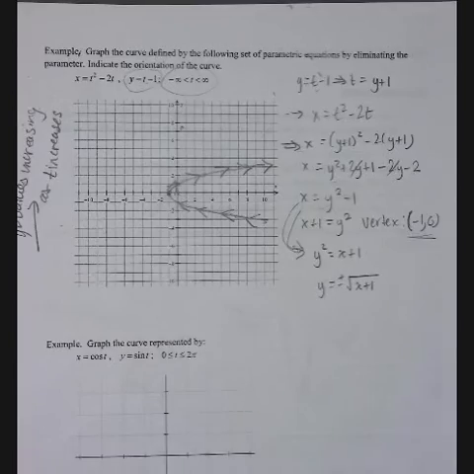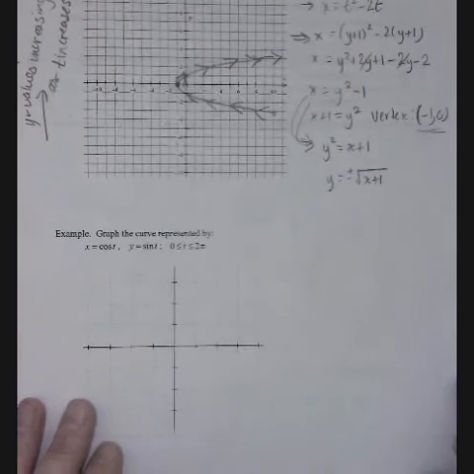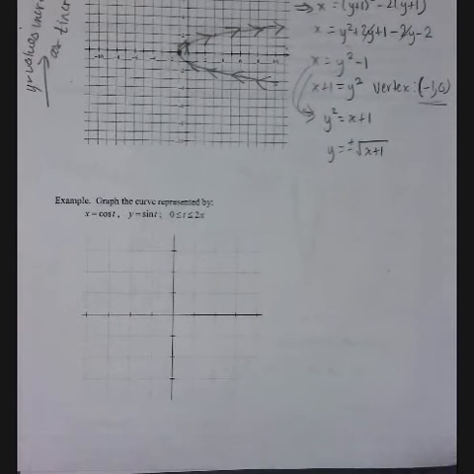Okay, let's move on to the next one. In this problem, graph the curve represented by x equals cosine t, y equals sine t, and t varies from 0 to 2 pi inclusive. Well, these are the definitions of the trig functions, right? X is defined as the cosine function and y is defined as the sine function. And in fact, this is the parametric definition of the unit circle.